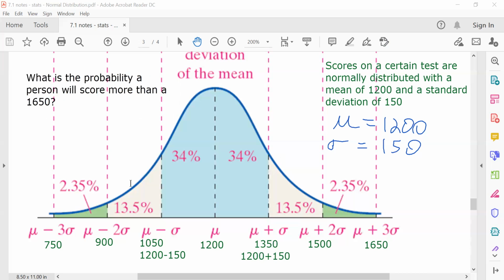Well, here you have to look at this. You have to remember that the entire area under the curve adds up to 100% or 1. So let's see, 2.35% plus 13.5% plus 34% plus 34% plus 13.5% plus 2.35%. All these actually only add up to 99.7%, which makes sense because that's within 3 standard deviations of the mean. But there's still a little sliver under the curve way down here.